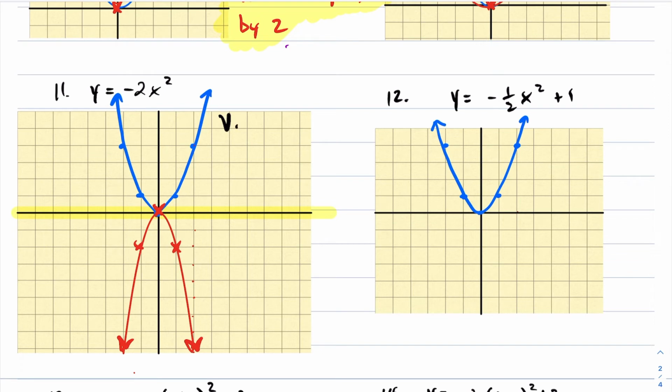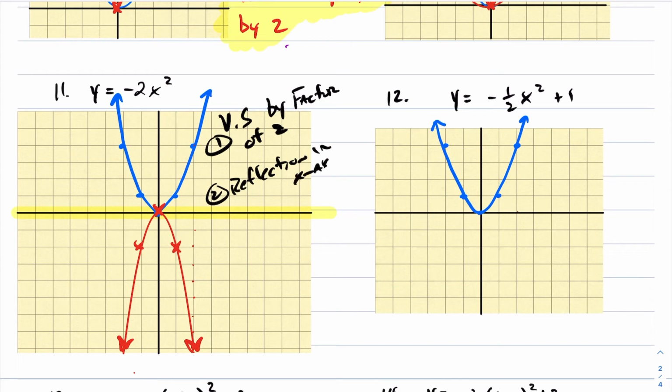We still have a vertical stretch by a factor of 2. So we still have that happening to this quadratic, but the second thing that's happening is a reflection in the x-axis, you would say.